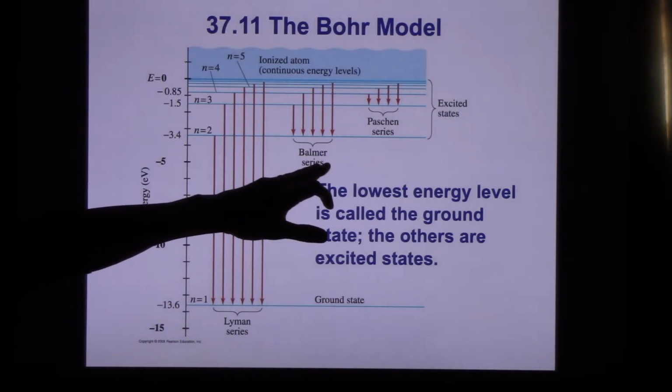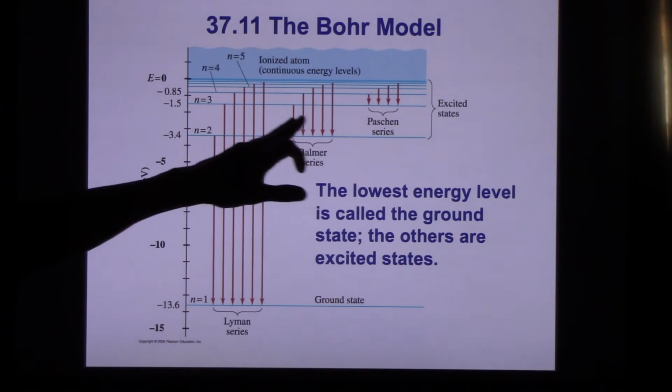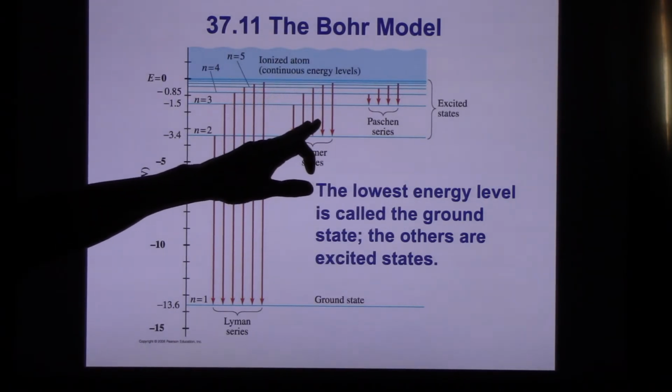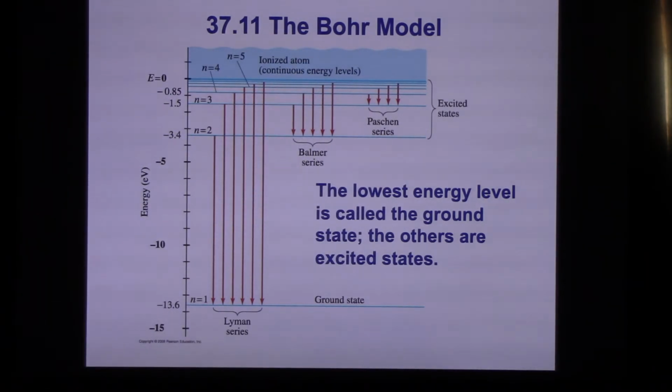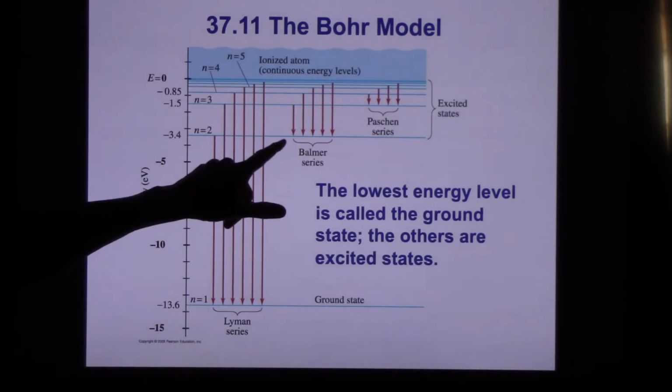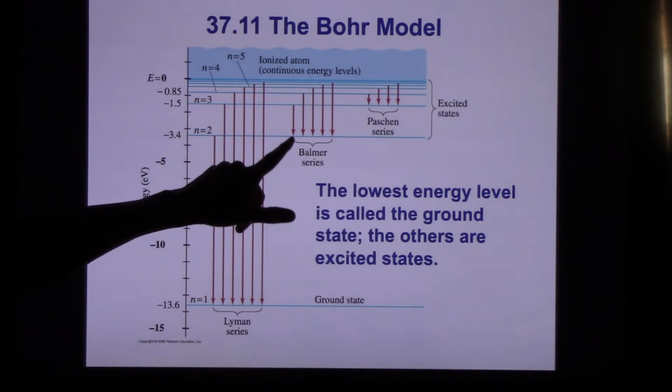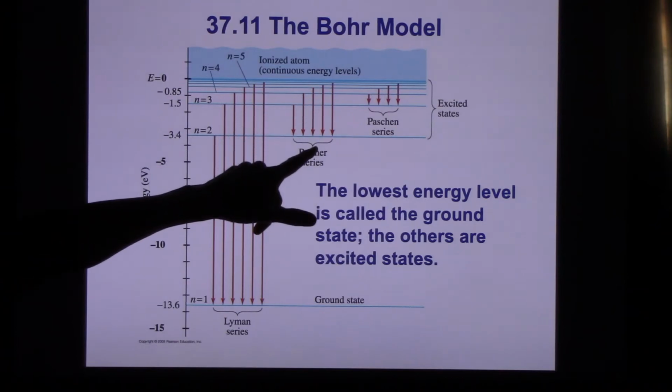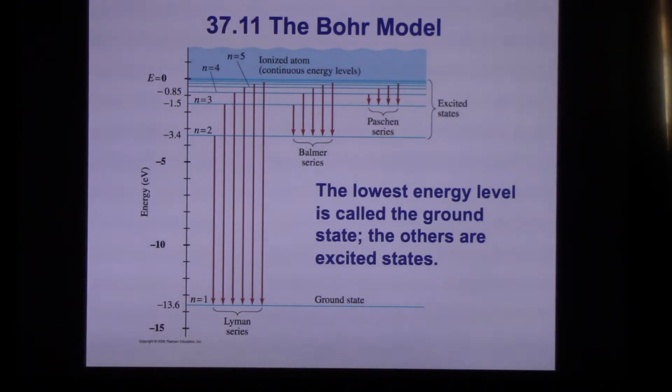Now, when we get to what's called the Balmer series, these are the ones that show up in the visible light spectrum. At least 4 of them do. Those are 3 to 2, 4 to 2, 5 to 2, 6 to 2, which have energies that create photons in the visible part of the spectrum.